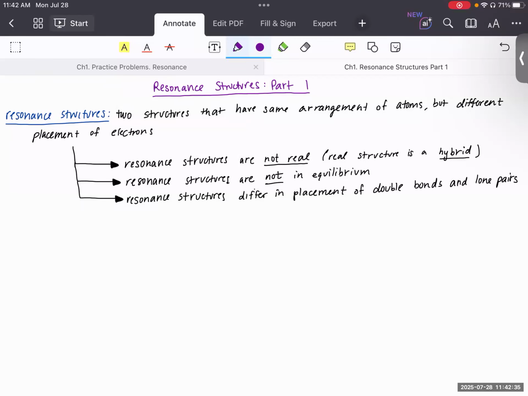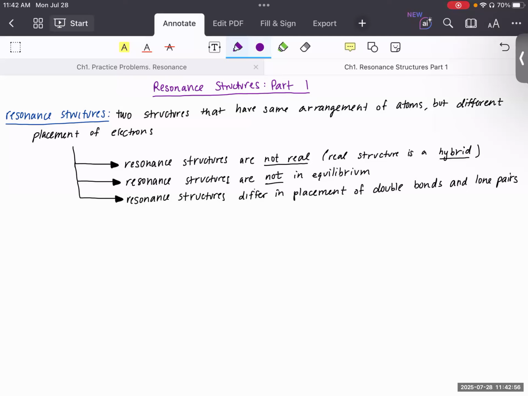So this video is going to be an introduction to resonance structures. This is going to be part one of a two-part video series on how to draw resonance structures, and then some tips and tricks associated with where to start, what to look for, and so forth. Before we get into actual drawings, let's just quickly define resonance structures.